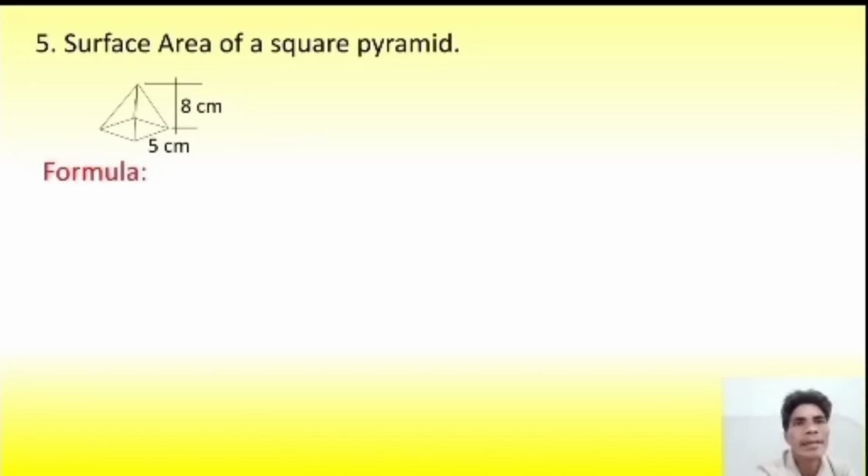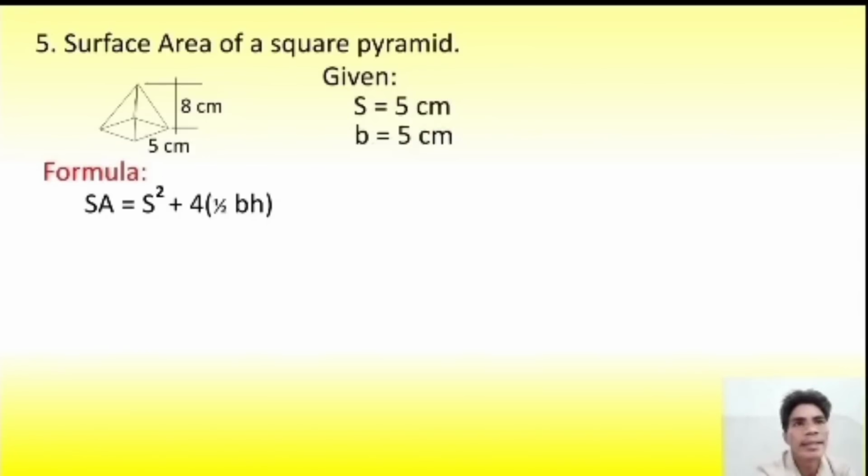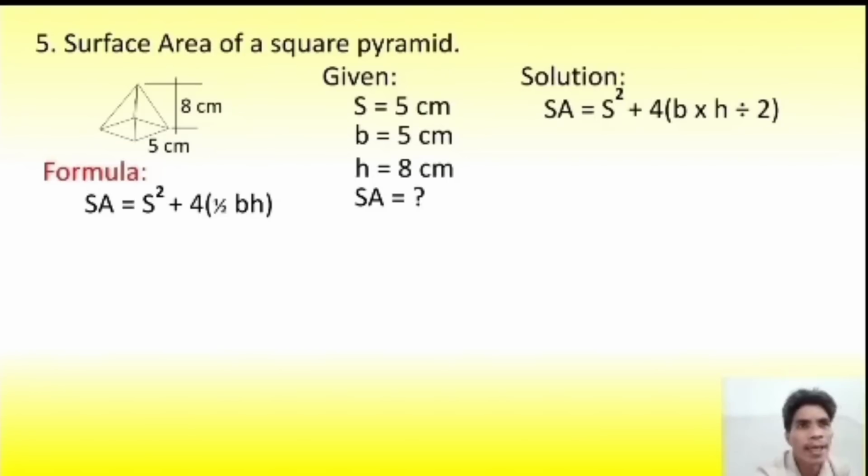Then formula, we have SA equals S squared plus 4 times 1 half of base times height. Then given, we have side 5 cm and base is 5 cm and the height is 8 cm. Side na 5 and the base na 5 is the same. Then SA is question mark. Solution, I'll copy the formula.